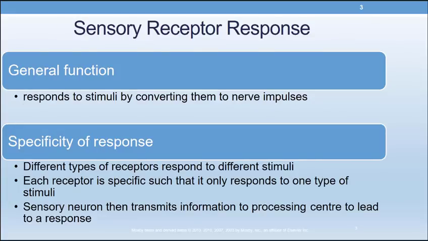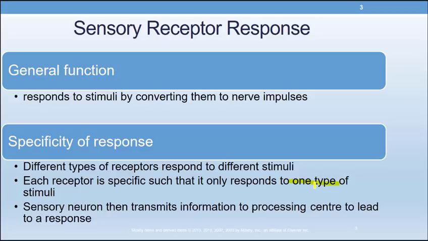Our sensory receptors, speaking generally, are going to respond to a stimulus by converting it to a nerve impulse. So for example, if you touch something that feels rough, this sensation will travel to your central nervous system where processing occurs, allowing you to identify the object as being just that, rough. And you can thank very special receptors found in your skin for a sensation such as that. There are different types of receptors that will respond to different stimuli, and each receptor will be specific to one type of stimuli, and that's important.